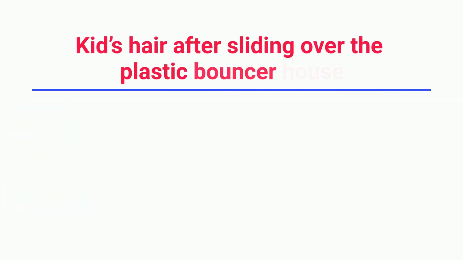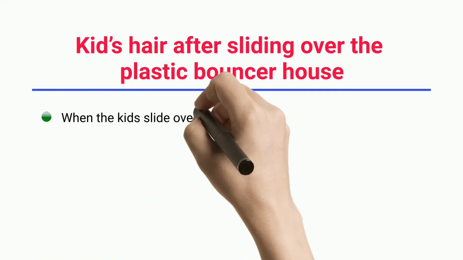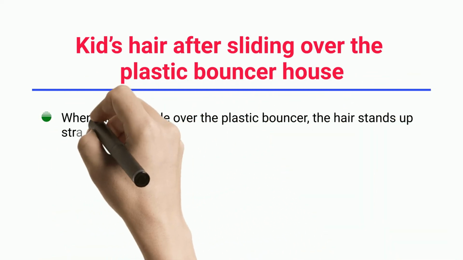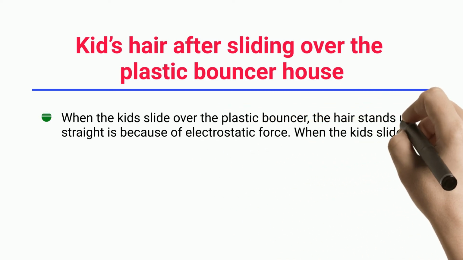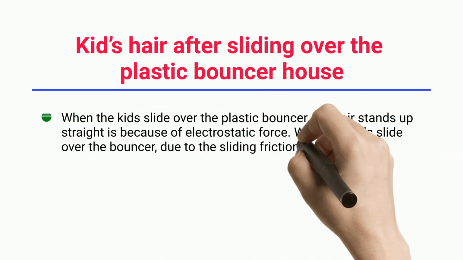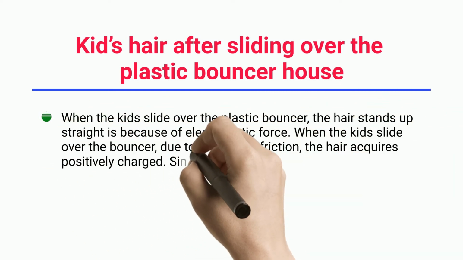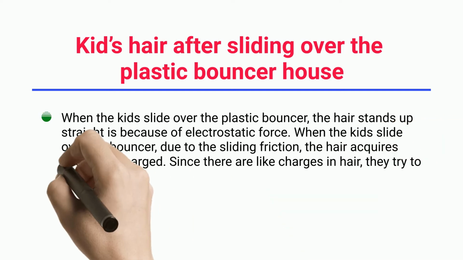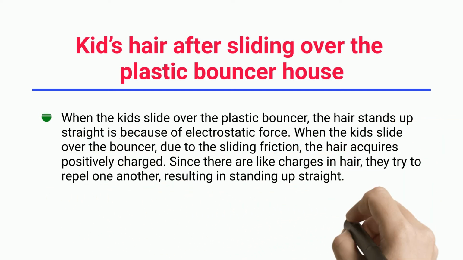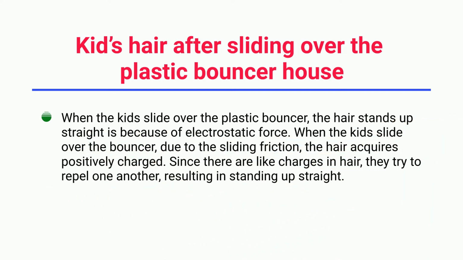Kids' hair after sliding over the plastic bouncer house. When the kids slide over the plastic bouncer, the hair stands up straight because of electrostatic force. Due to the sliding friction, the hair acquires a positive charge. Since there are like charges in the hair, they try to repel one another, resulting in the hair standing up straight.